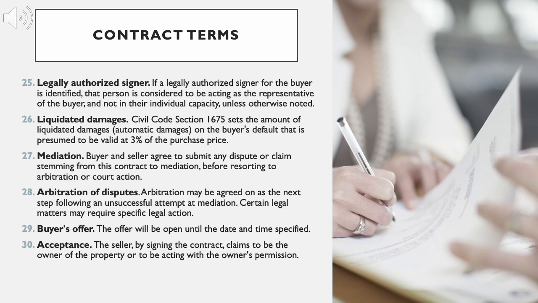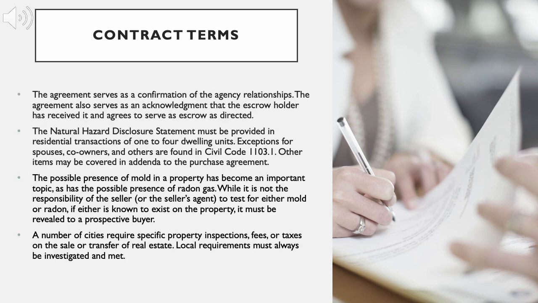Buyer's offer. The offer will be open until the date and time specified. Acceptance. The seller, by signing the contract, claims to be the owner of the property or to be acting with the owner's permission. The agreement serves as a confirmation of the agency relationships. The agreement also serves as an acknowledgement that the escrow holder has received it and agrees to serve as escrow as directed.